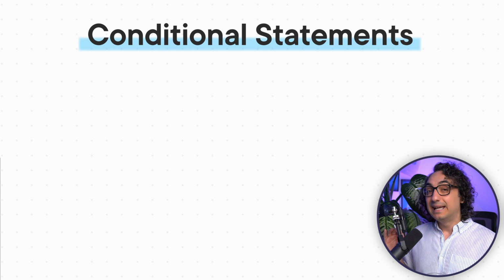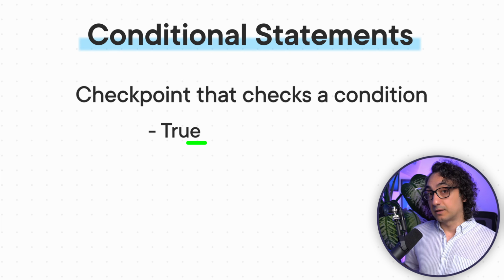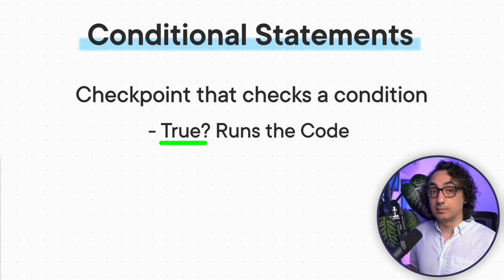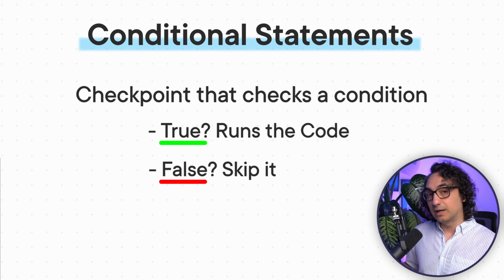Okay, so what are conditional statements? It is very simple. It is like a checkpoint in your code that checks a condition. If the condition is true, it's going to run a special block of code, but if the condition is false, it will skip it. So it's like you are making a decision inside your code. We have only those two options: either we run the code or not.